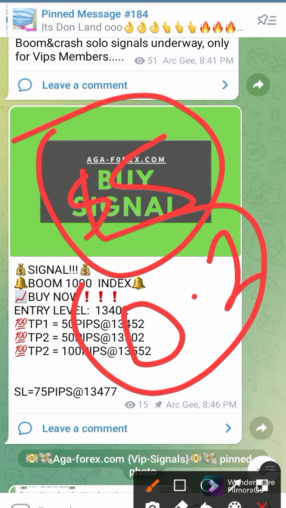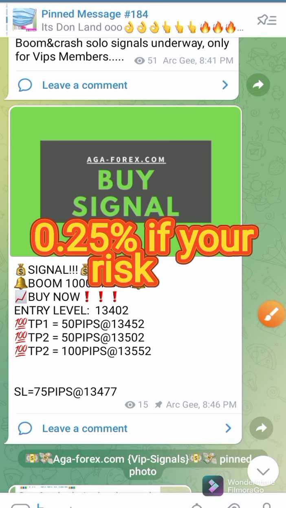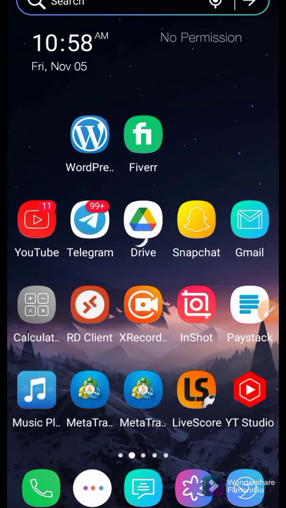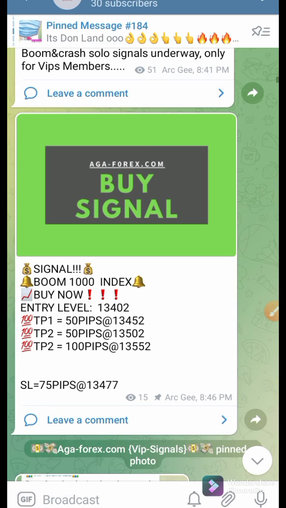So let me show you how you can take this trade and risk 20 cents only with $5. You can just use this method. For those that want to know how to reduce lot size, kindly check the link in the description. A video is there that will show you how to calculate lot size or how to calculate pip value in Boom and Crash.